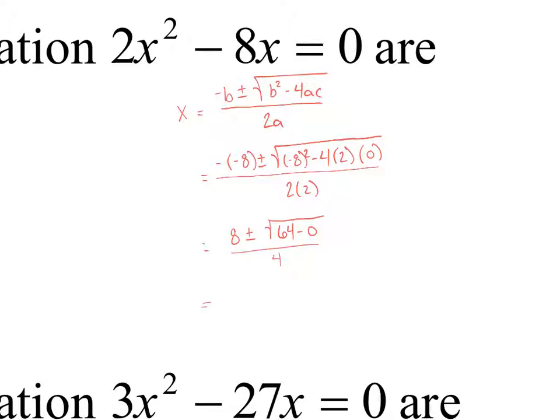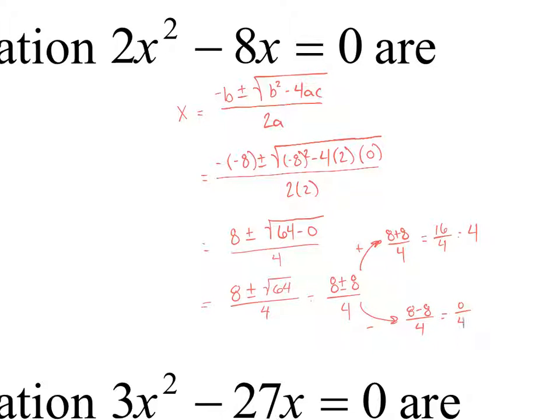And we have 8 plus or minus the square root of 64 all over 4. The square root of 64 is 8. So now we have our two cases where we have 8 plus 8 over 4, and we have our case where 8 minus 8 is divided by 4. 8 plus 8 is 16, divided by 4 is 4, and 8 minus 8 is 0, divided by 4 is 0.